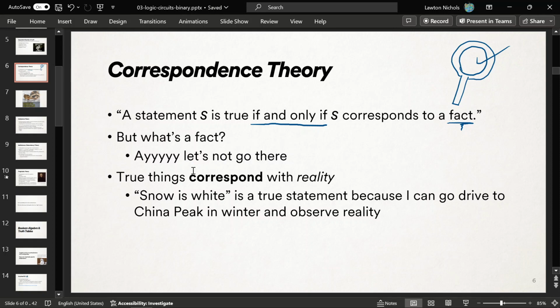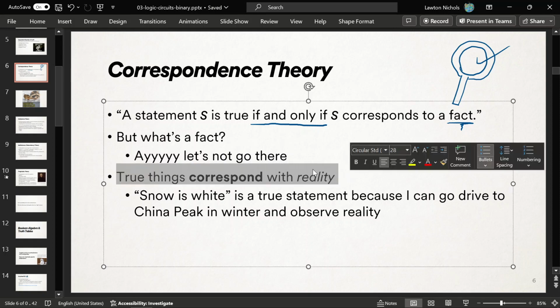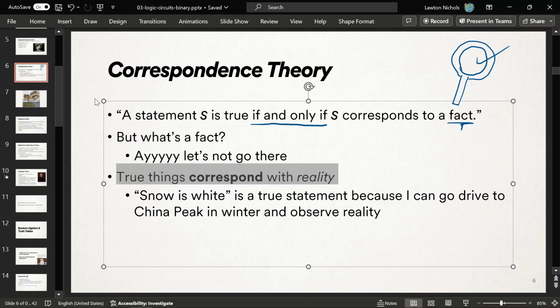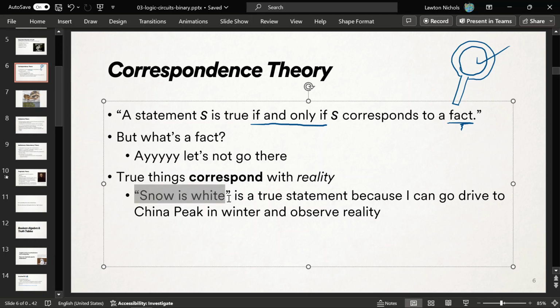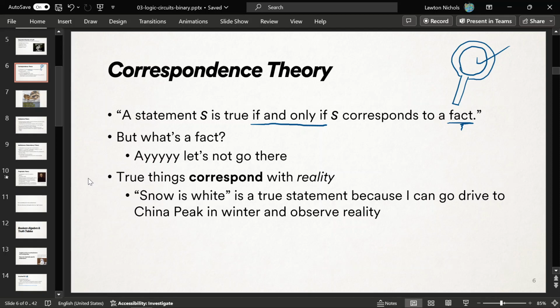But their idea is that true things correspond with reality. Things that are true are things that I can go look at and touch and feel, and I know that it's a fact. That's what it means for something to be true to a correspondence theorist. Maybe that's you. I don't know. For example, this is an easy one: it's true that snow is white, at least in most places. That's a true statement because we can go drive up to the mountains right now and observe that reality. We can bring our magnifying glass.